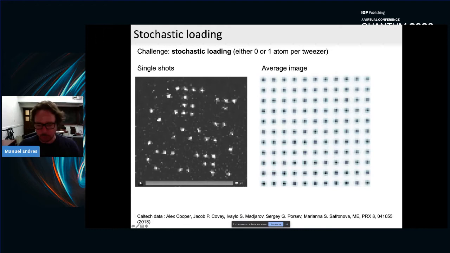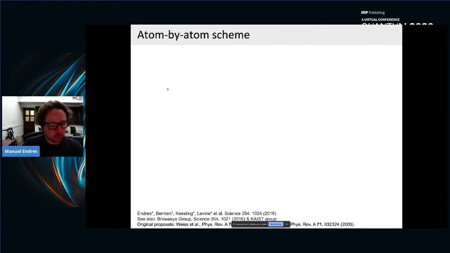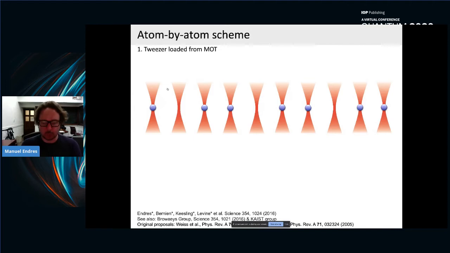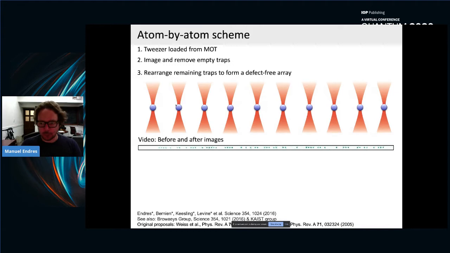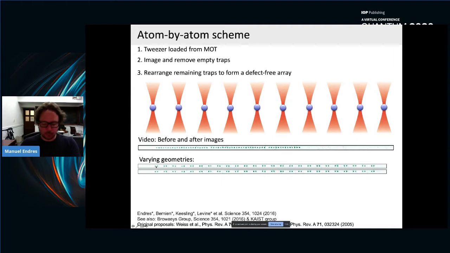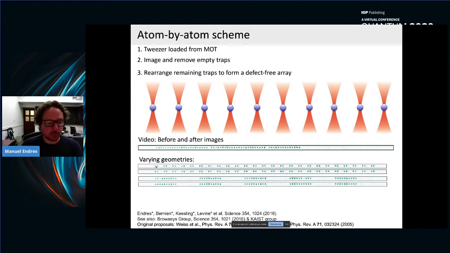This is a technique that we use now to reach that goal, and it's called atom-by-atom assembly. The idea is to stick a tweezer array into a magneto-optical trap, let the MOT disperse, image the array, identify empty tweezers, and switch them off, and then reshuffle all the full tweezers into a compact array. Here's a video of atomic signals before and after rearrangement. So here you see the stochastic filling in a 100-tweezer array in 1D, and then we shuffle everything to the left. So you see basically a disordered and an ordered array. And we can vary the geometries from shot to shot. So this is a pair array, and then you can make arrays of seven atoms, for example. So this is flexible in geometric arrangements.